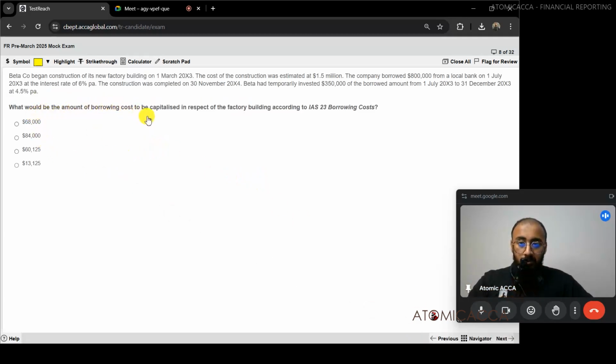What would be the amount of borrowing cost to be capitalized? So this is about IAS 23 in respect of the factory building. They didn't mention any year end and all, so be careful.